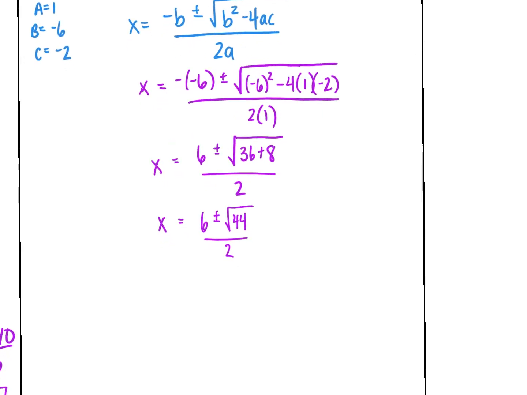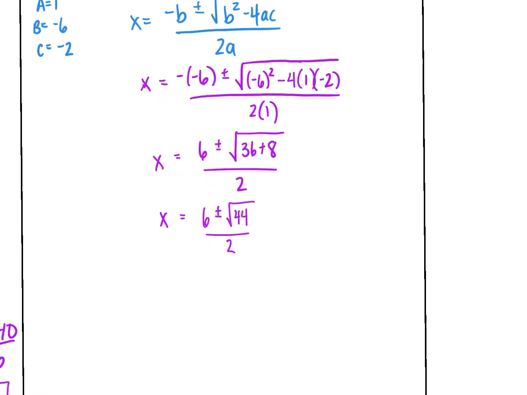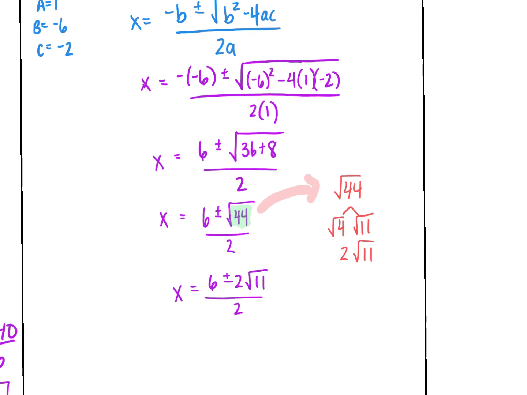Okay, so we're not done yet because we have not simplified the radical. This 44 here can be simplified if I take out the largest square, which would be 4. I'm going to do this over here to the side. So this breaks down into square root of 4 times square root of 11, which would be 2 radical 11. So now I have x equals 6 plus or minus 2 radical 11 over 2.